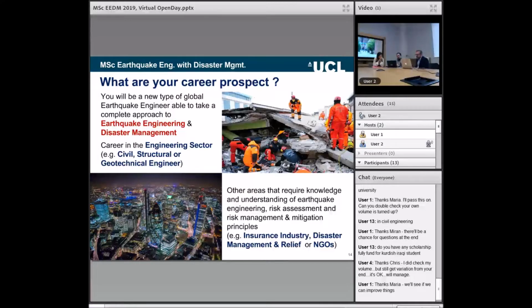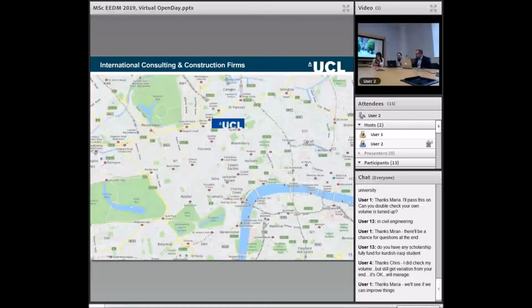On the other side, there's an opportunity for you to enter the areas which require the unique knowledge that you have in terms of earthquake engineering and risk assessment, risk management, and mitigation. These industries, which we will talk a little bit more about, are the insurance industry, disaster management and relief, as well as non-governmental organizations working in disaster relief, the NGOs over there.